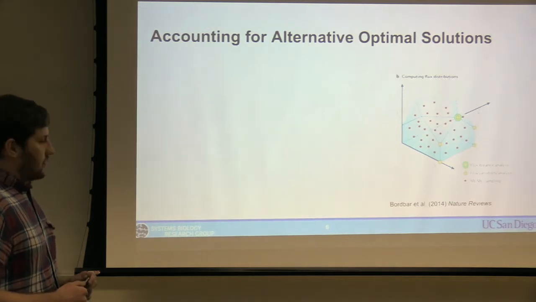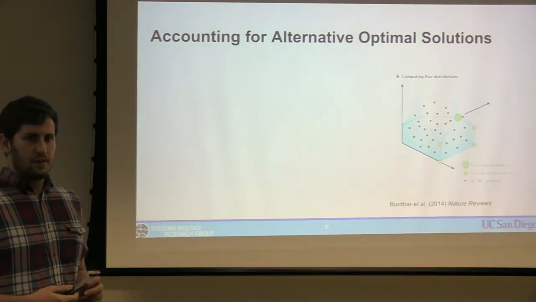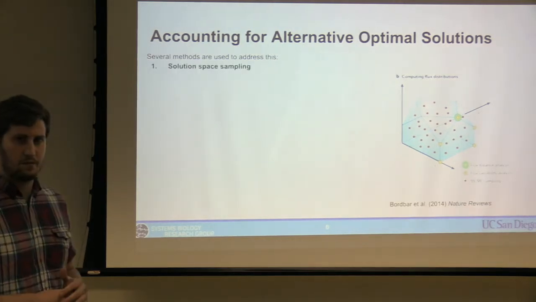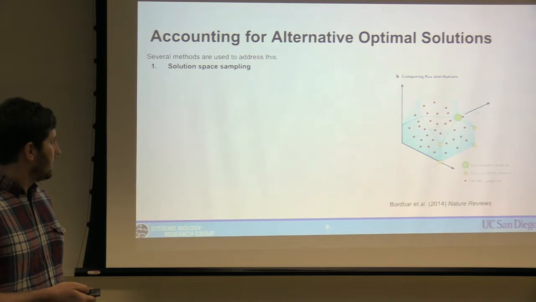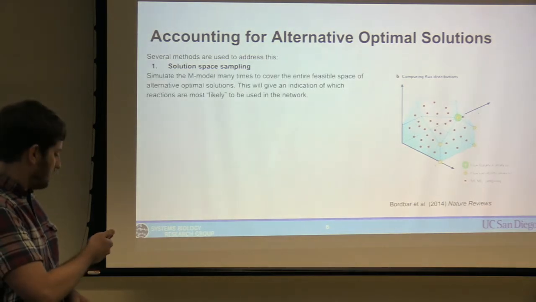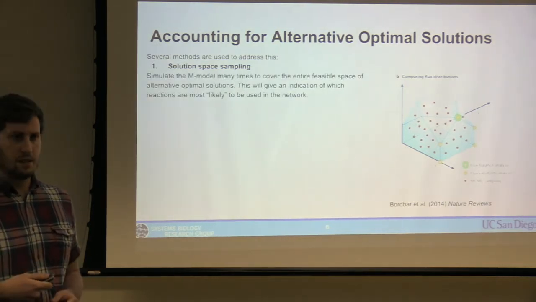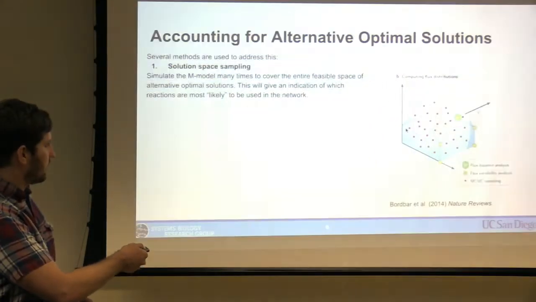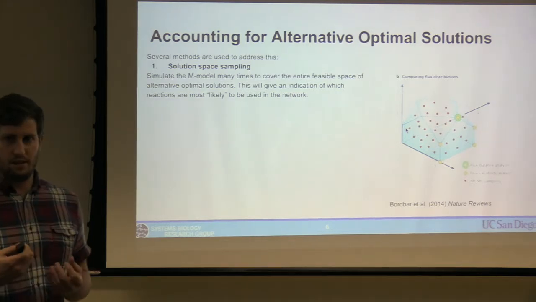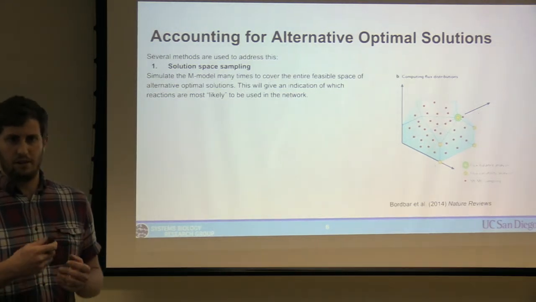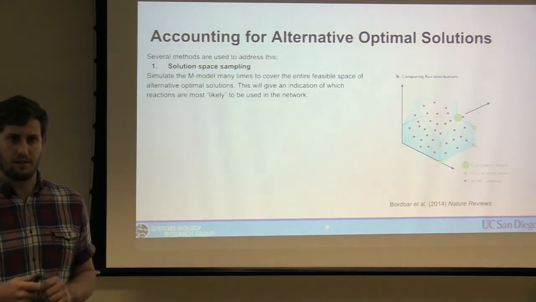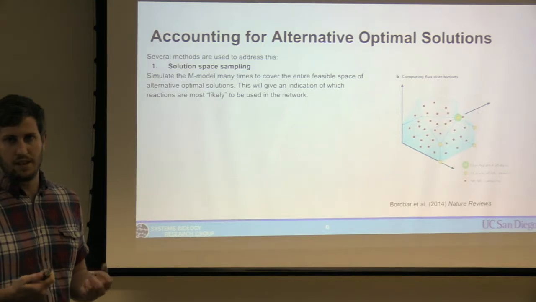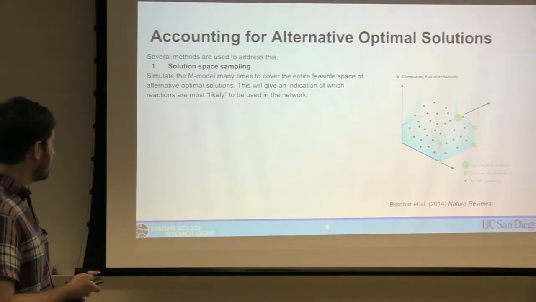So there's a couple methods that have been developed for accounting for alternative optimal solutions. One of these is called solution space sampling, which again I think has been touched on a little bit. The way this method works is it basically simulates the model many, many different times and tries to cover this entire solution space, an example of which is shown here. In doing so, the binning of all the possible fluxes of that reaction throughout the entire solution space will give you some indication of which reactions are most likely to occur in that organism, or to be on.